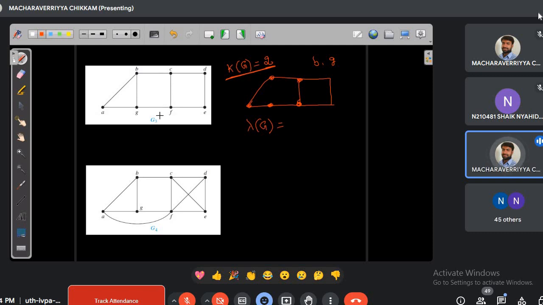Now when it comes to edges, you remove this edge and you remove this edge so that it becomes disconnected. So the edge connectivity is also 2 here. Okay. So similarly for this graph, try to identify cut vertices, cut edges, and vertex connectivity and edge connectivity. Okay, I'm leaving it as an exercise.